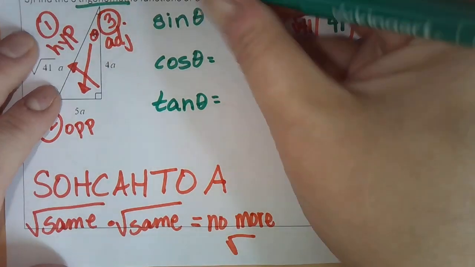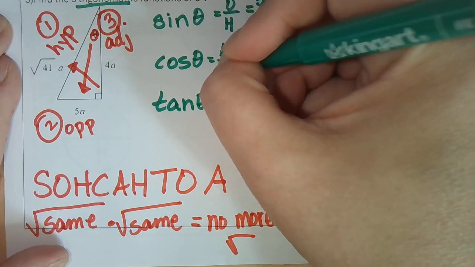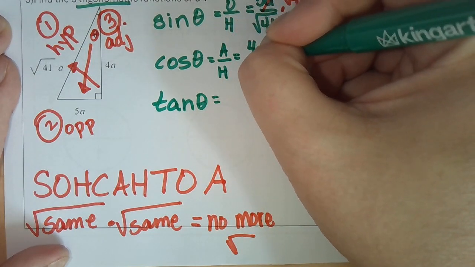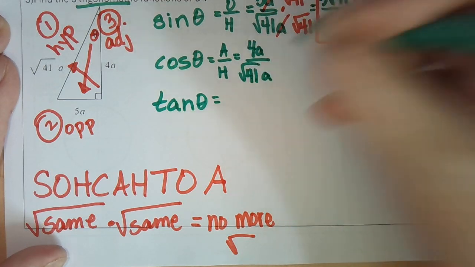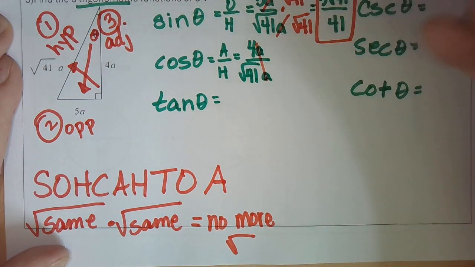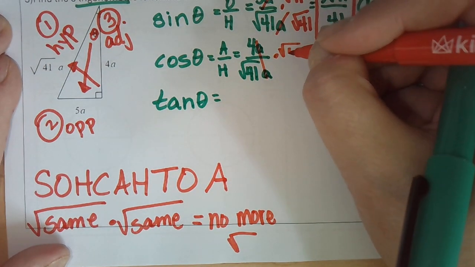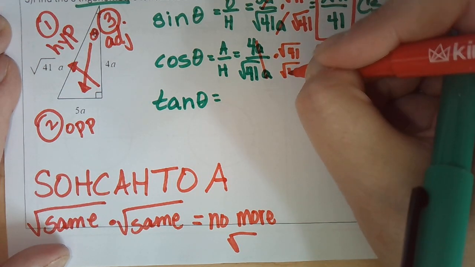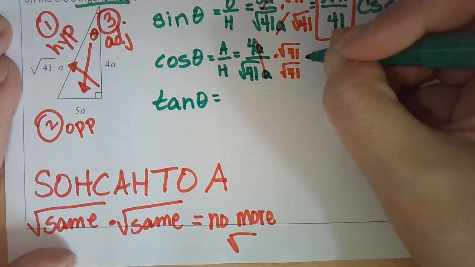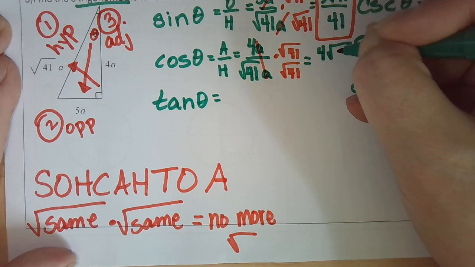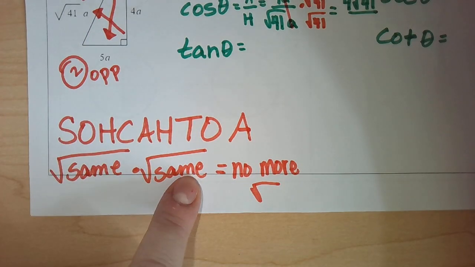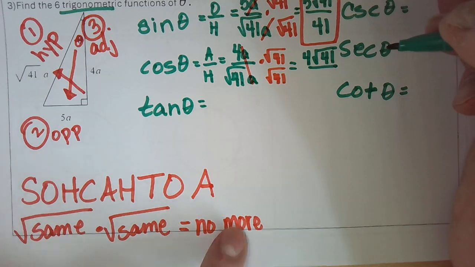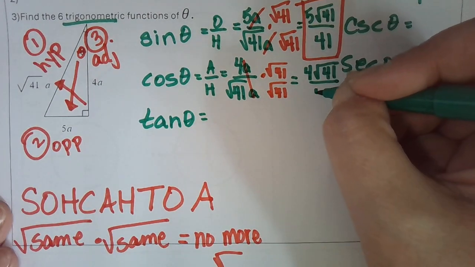Alright, cosine is adjacent over hypotenuse. So adjacent is 4a over hypotenuse, square root of 41a. A's cancel. We can't have that square root on the bottom. We get 4 square root 41 over 41, because the same square root times the same square root means we don't have a square root anymore. So just 41.